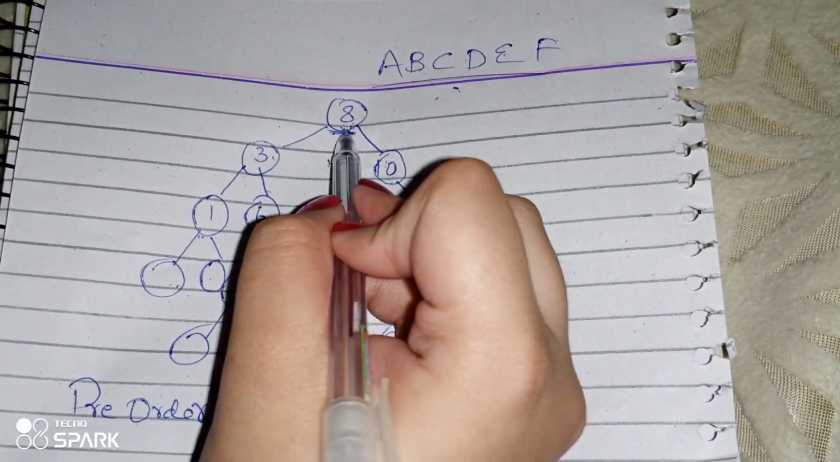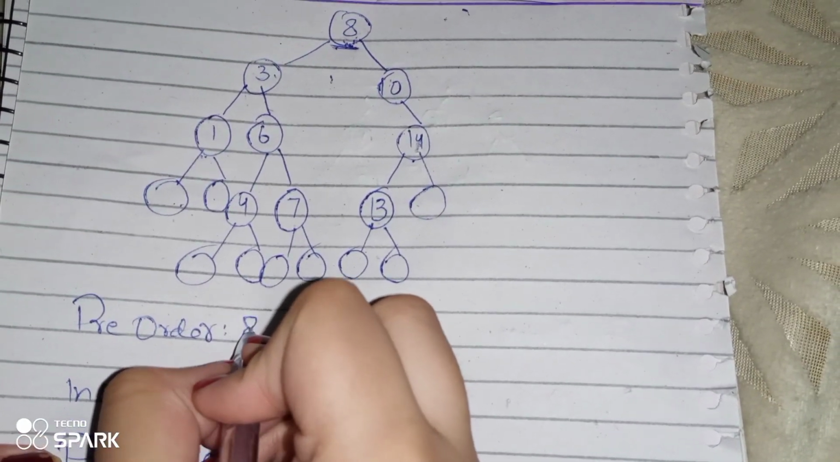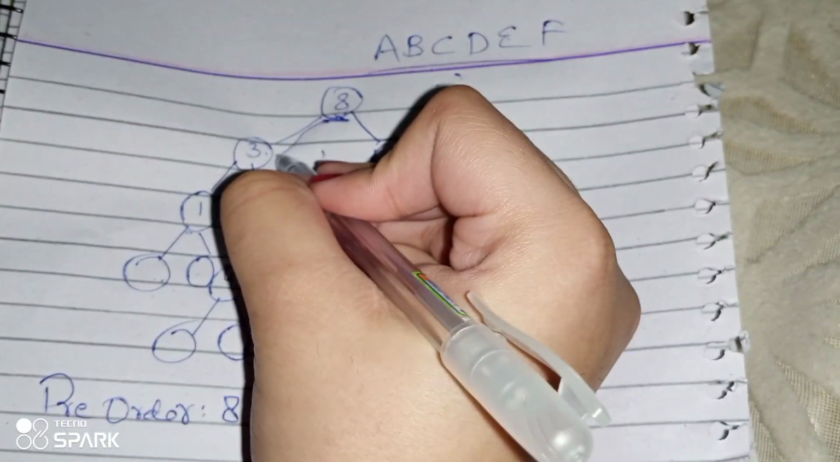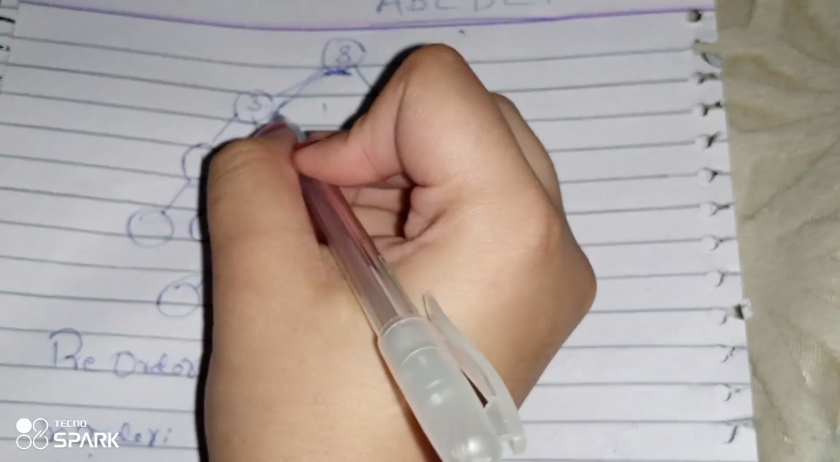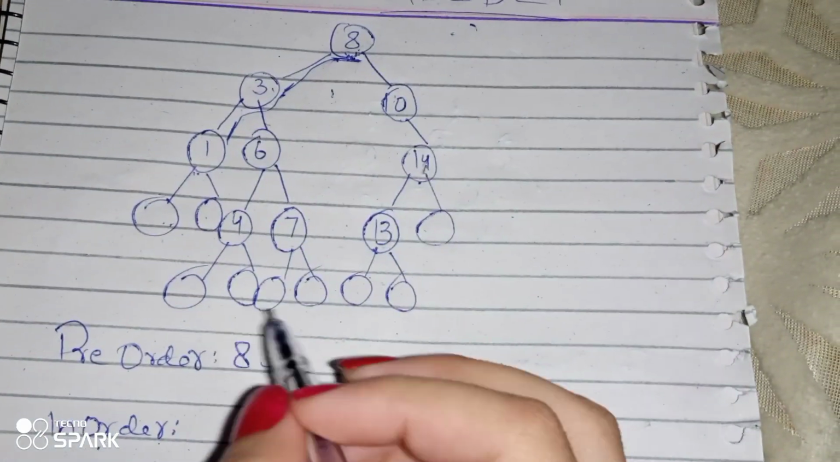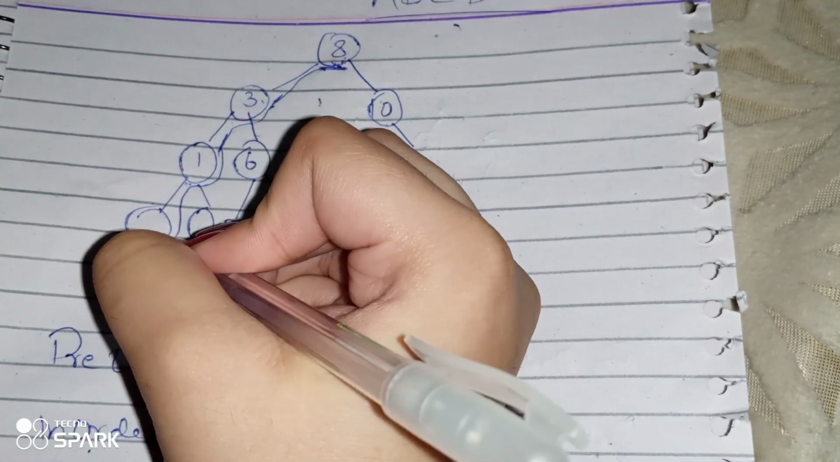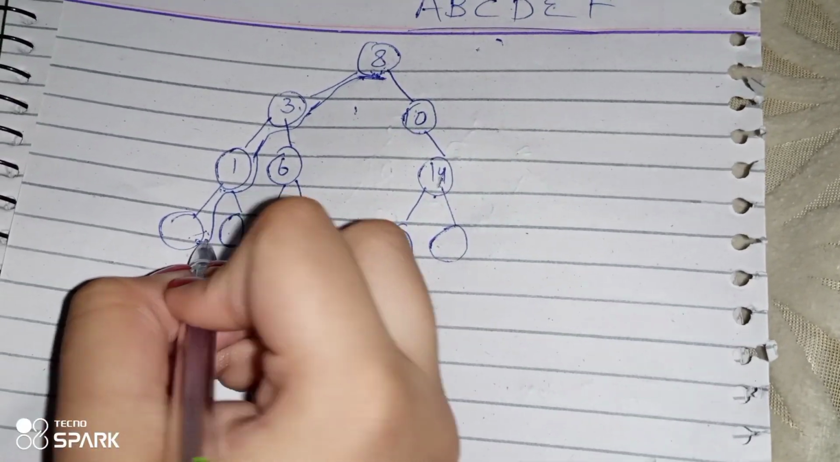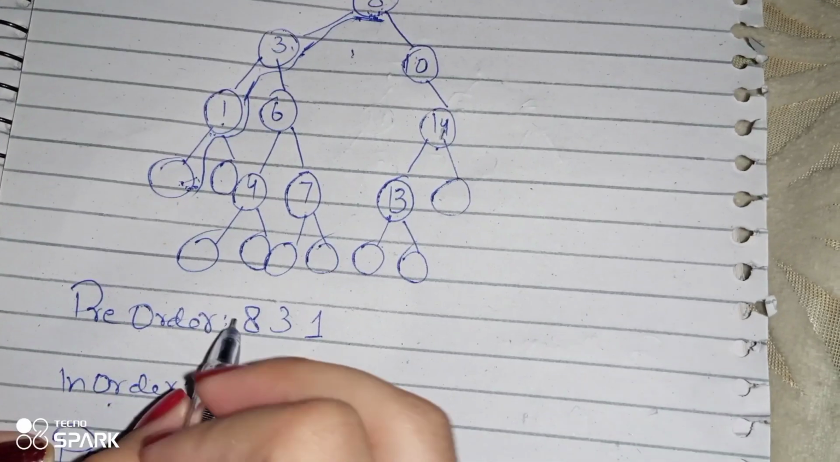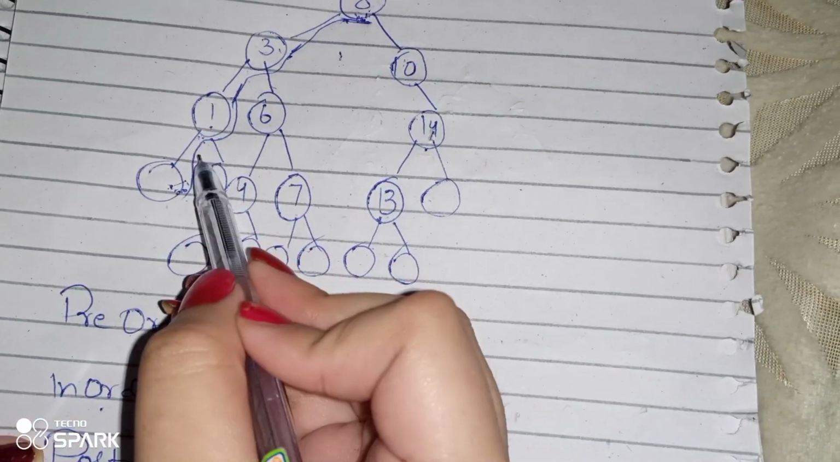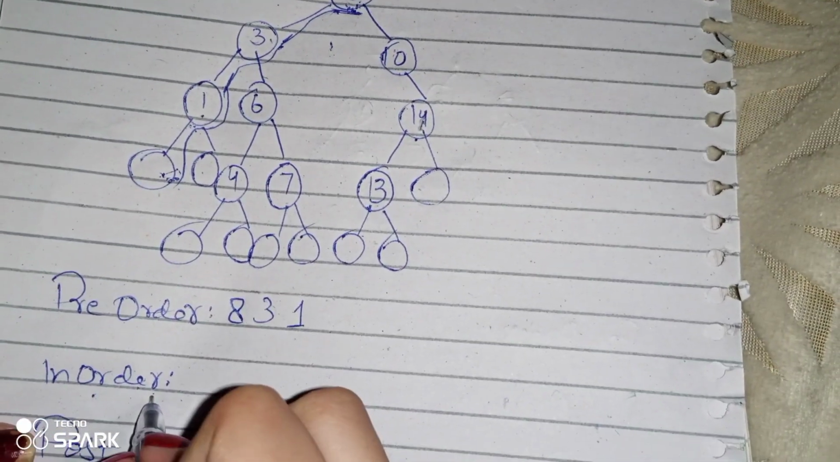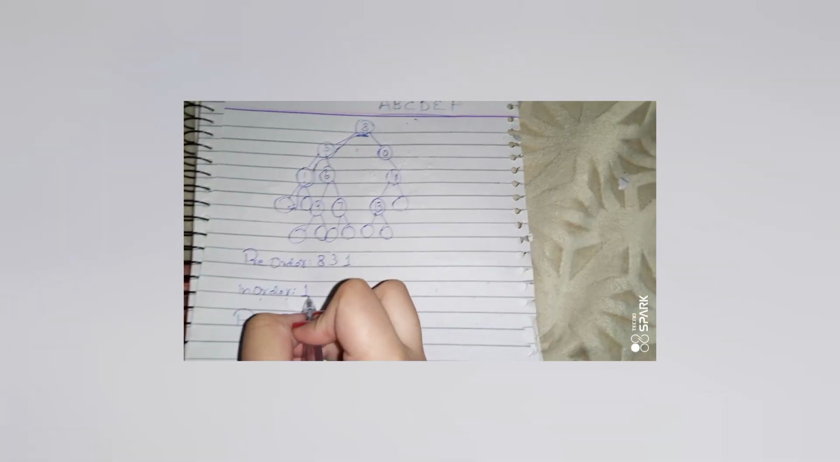We're going to start with 8, so we are going to write 8 over here. Then come to 3. Then we are going to visit 1. From 1, we will go again to 1, because we have a dummy node over here and the dummy node belongs to 1. So when we are visiting a node the second time, we are going to write it in the in-order. Okay, so we are going to write 1 in-order.